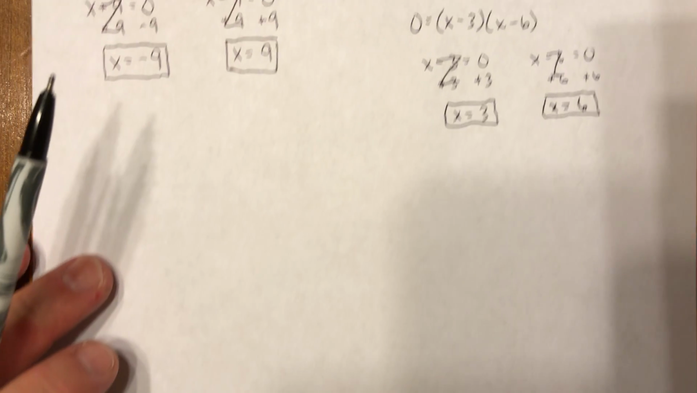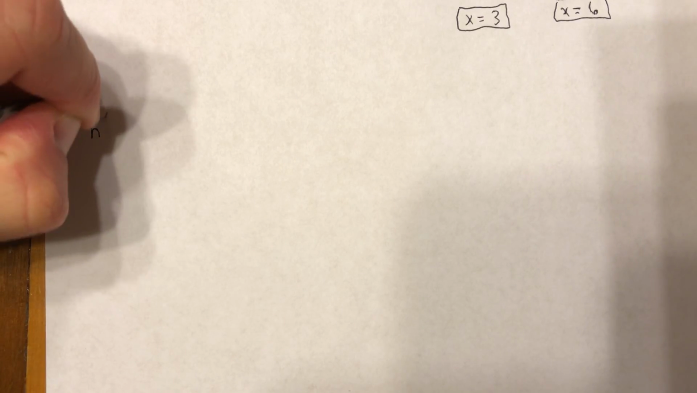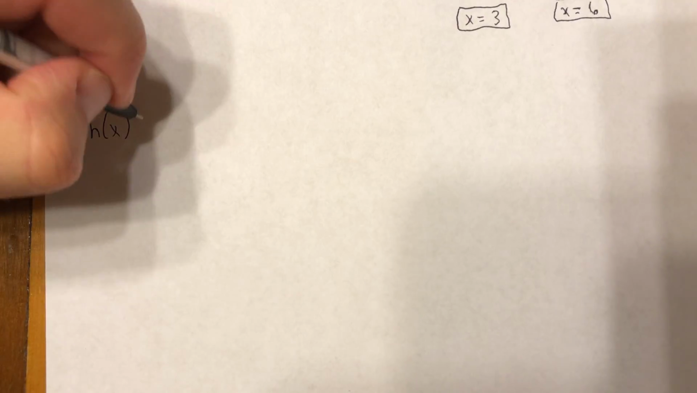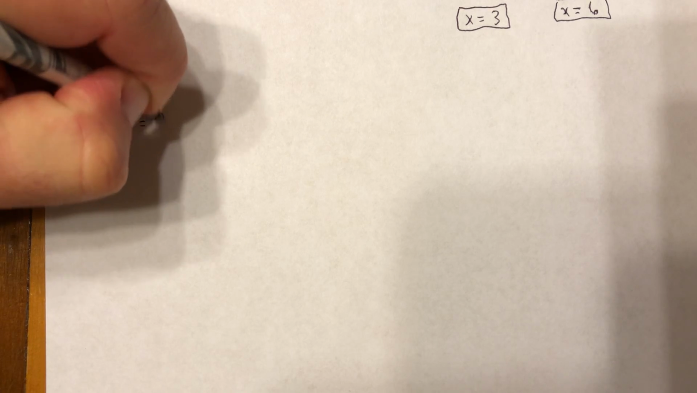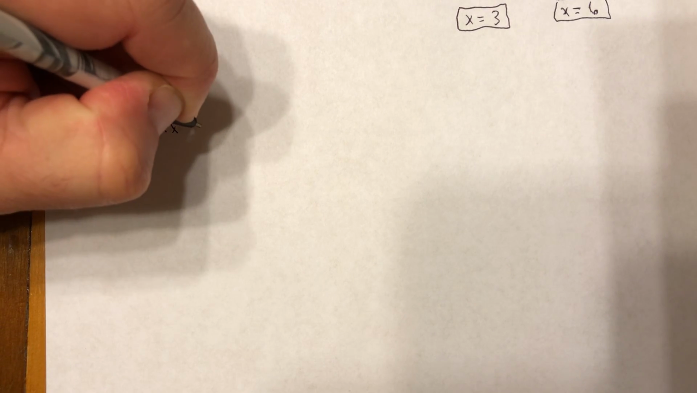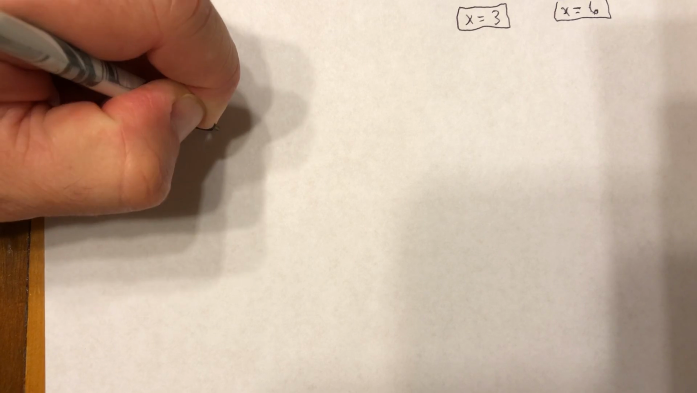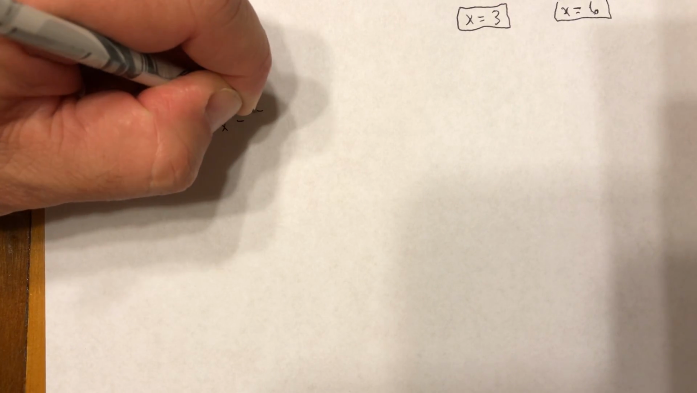All right, we're going to finish up with one more example. We're going to call this one h of x. For h of x, we're going to use the equation 2x squared minus 9x minus 5.